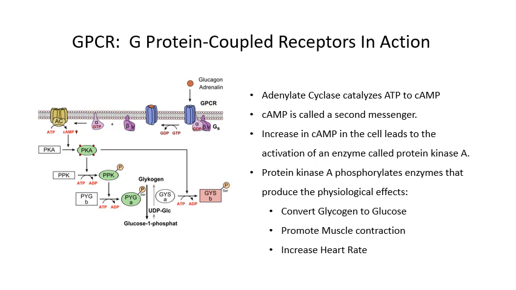So in this diagram, you can see that some of the effects of protein kinase A are to produce glucose from glycogen. And also in the case of adrenaline, to promote muscle contraction, because remember in the fight or flight reaction, one of the things you'll need to do is use your muscles, and to increase your heart rate so that you'll have enough oxygen in order to fly away or to fight.